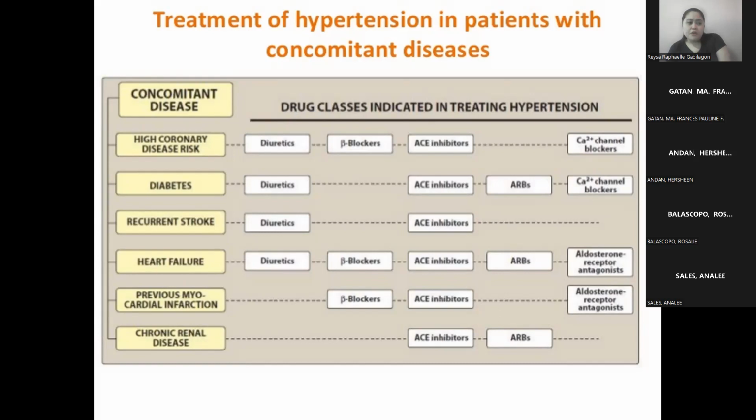Now, previous myocardial infarction. When you say myocardial infarction, in layman's term, we call that heart attack. So nagka-heart attack ang patient, nag-survive siya. So may previous history siya of having heart attack and then at the same time the patient has hypertension. What do we give our patient? We have the beta blockers, ACE inhibitors, or our aldosterone receptor antagonists.